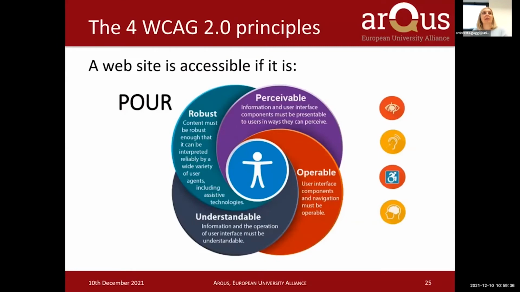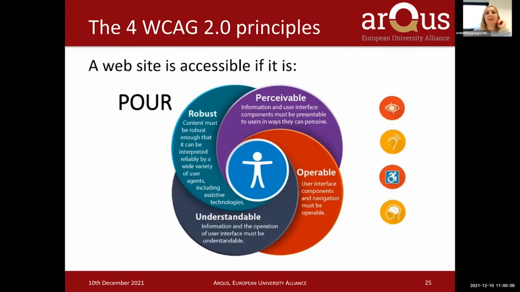These guidelines are in particular regarding websites, but they speak about content. So they contain a lot of issues that can be used to produce PDFs, presentations, and other static documents. They say that a website is accessible when it is POUR. Four means that it respects the four principles of the guidelines, that is perceivable, operable, understandable, and robust.